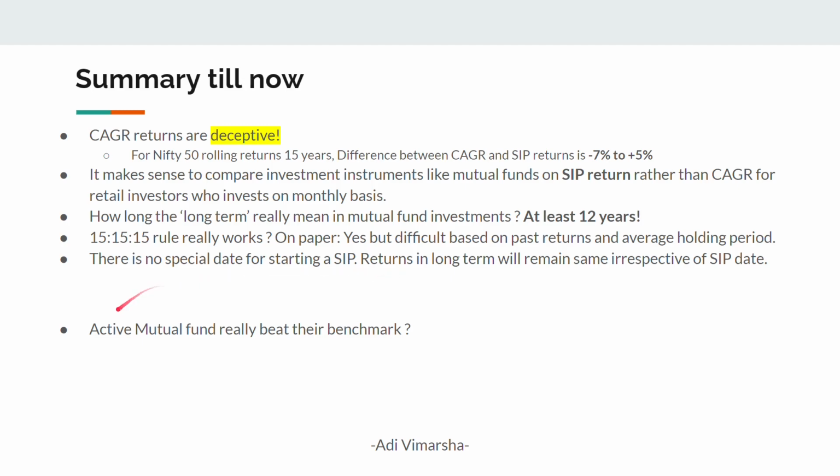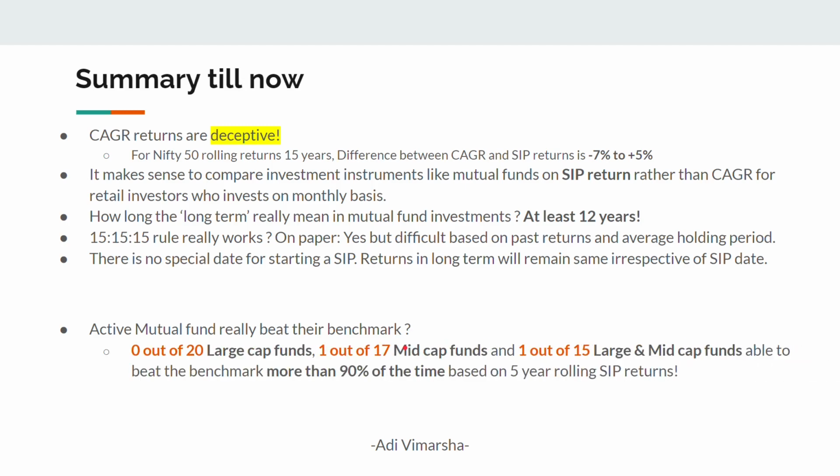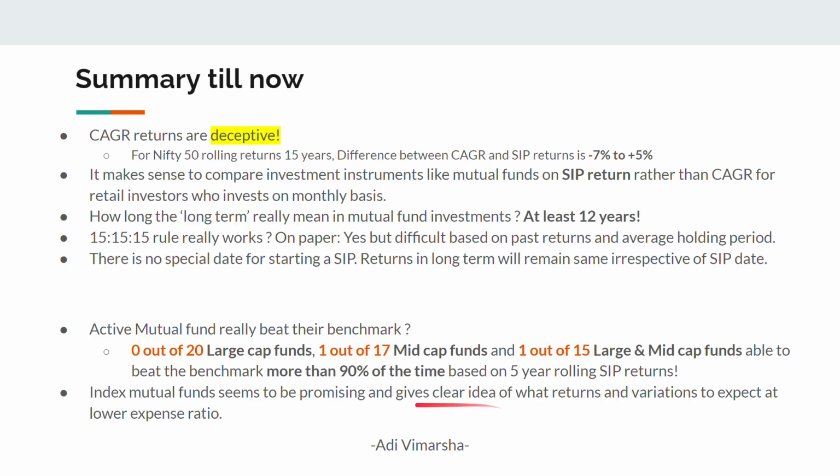Then we looked at the performance of actively managed mutual funds with respect to their benchmark, and what we found out was 0 out of 20 large cap mutual funds, 1 out of 17 mid cap mutual funds, and 1 out of 15 large and mid cap mutual funds were able to beat the benchmark more than 90% of the time based on 5 years rolling SIP returns. You can pause the video and read it again. But in general, most of the actively managed mutual funds are not able to beat the benchmark consistently. That is the takeaway.